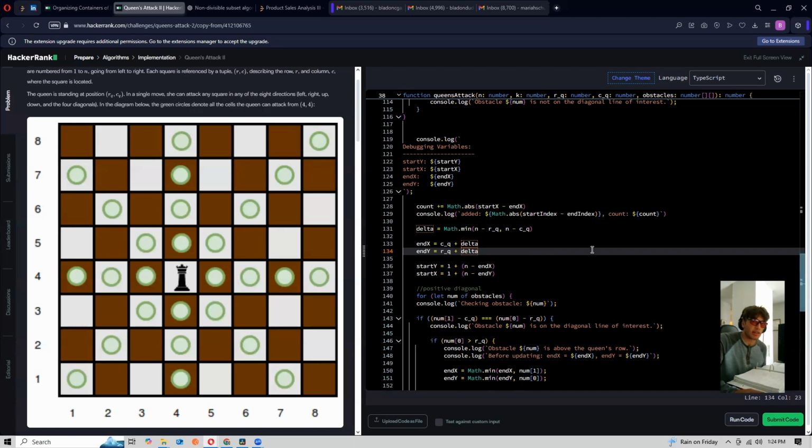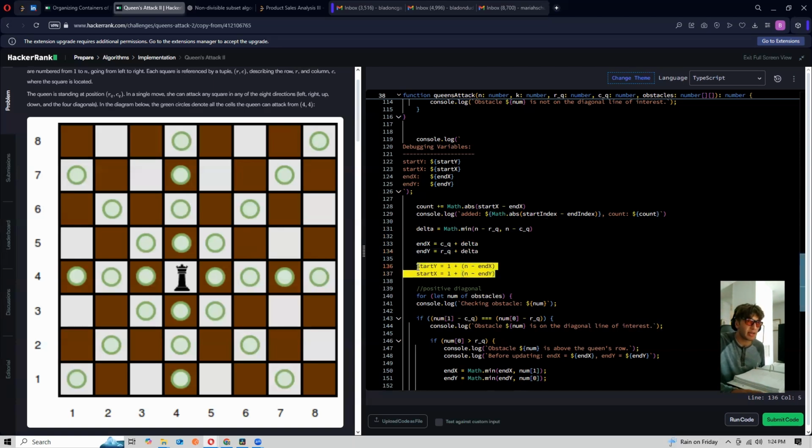The formula to retrieve the start index is a little funky, but it still works. You take 1 plus n minus the end x, and notice these are kind of inverted. For start y, you use end x. For start x, you use end y. And then you take n minus that. I'm not going to validate the math. You guys can do that yourself, but it works.